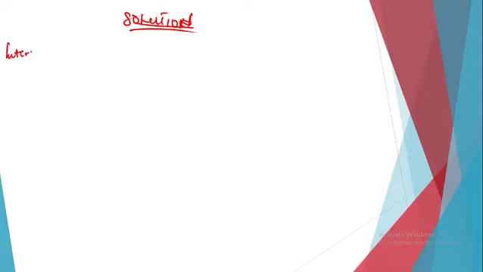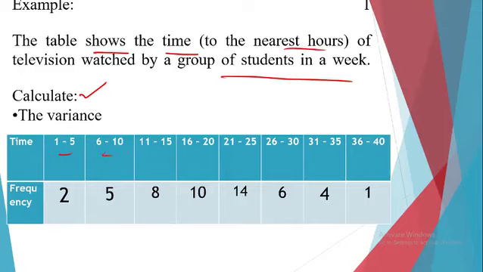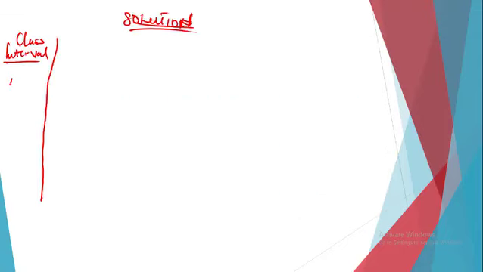So we have our class interval. We call this class interval, and from the question we have them to be 1 to 5, 6 to 10, 11 to 15, 16 to 20. We'll have 21 to 25. We'll have 26 to 30. We'll have 31 to 35. And then we'll have 36 to 40.